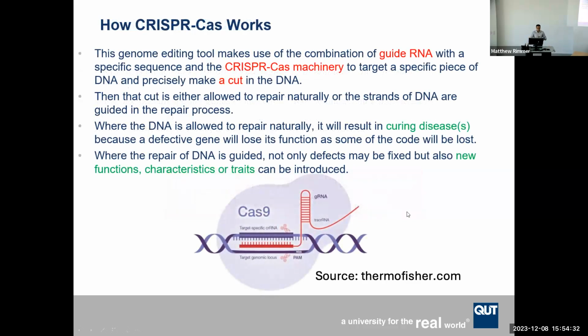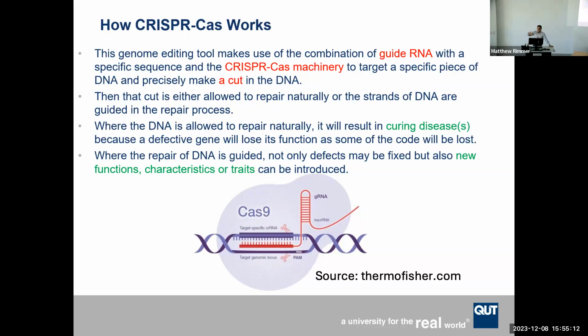Now, how does this technology work? This genome editing tool makes use of the combination of guide RNA, as you can see in this image, with a specific sequence and the CRISPR-Cas machinery to target a specific piece of DNA and precisely make a cut in the DNA. Then that cut is either allowed to repair naturally or the strands of DNA are guided in the repair process. Where the DNA is allowed to repair naturally, it will result in curing diseases because a defective gene will lose its function as some of the code will be lost.